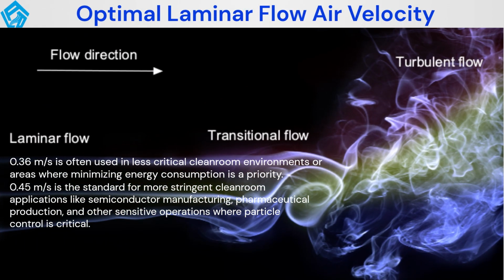In cleanroom environments, the typical velocity range for laminar flow is 0.36 to 0.45 meters per second. This range is considered optimal for controlling particle contamination without causing turbulence. The widely accepted industry standard is 0.45 meters per second, as it provides a good balance between removing particles and maintaining stable airflow.